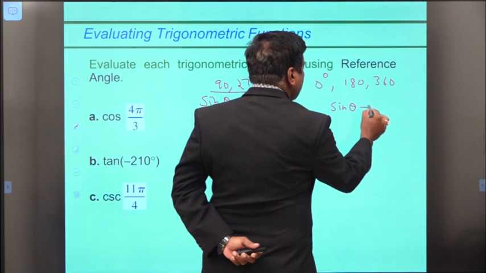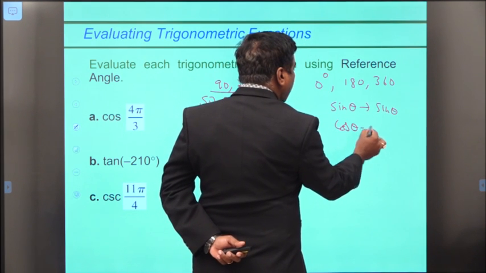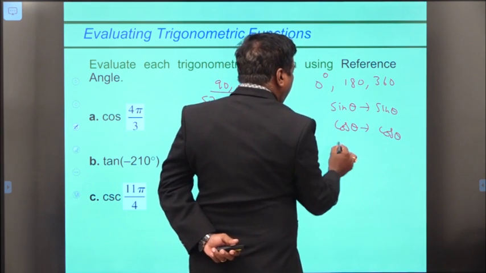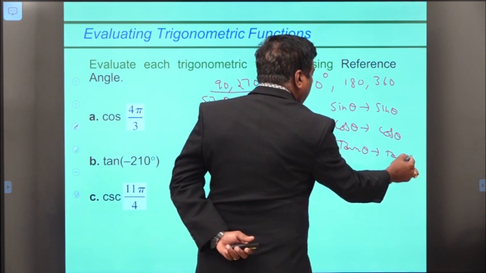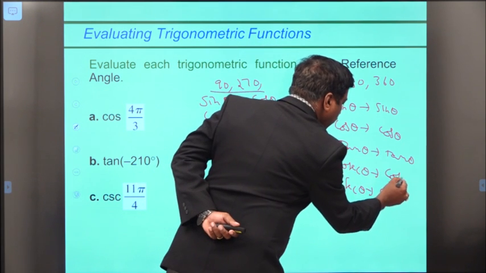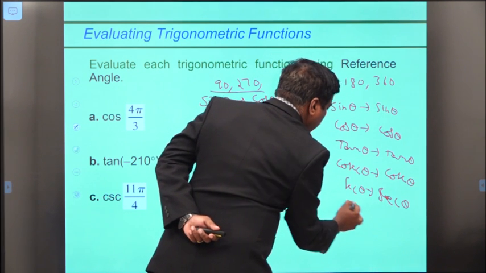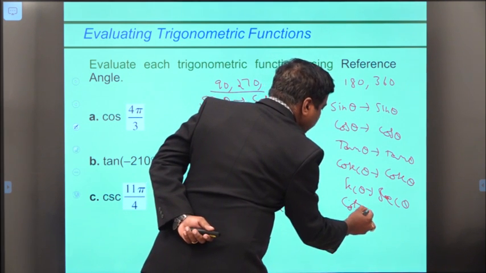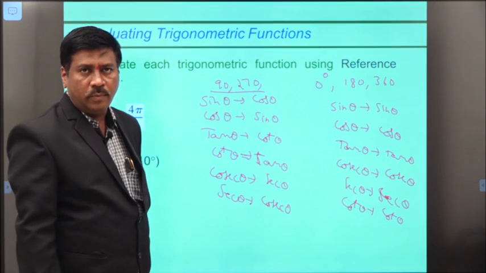For the angles 0 degrees, 180 degrees and 360 degrees, we have to consider that sin theta is transformed to sin theta only, cos theta to cos theta only, tan theta to tan theta only, cosecant theta to cosecant theta only, secant theta to secant theta, and cot theta to cot theta only. How are these angles to be changed?